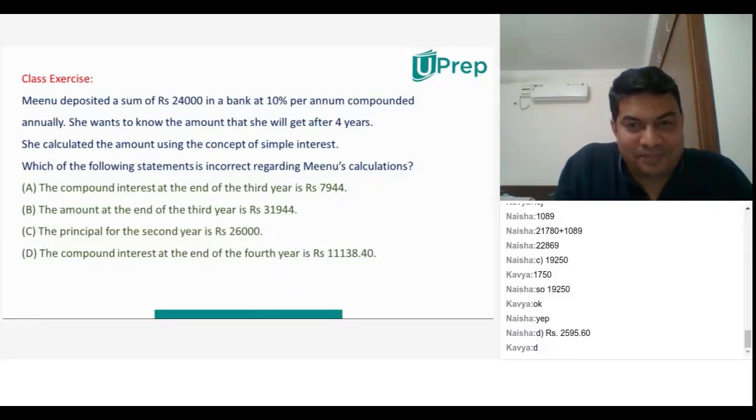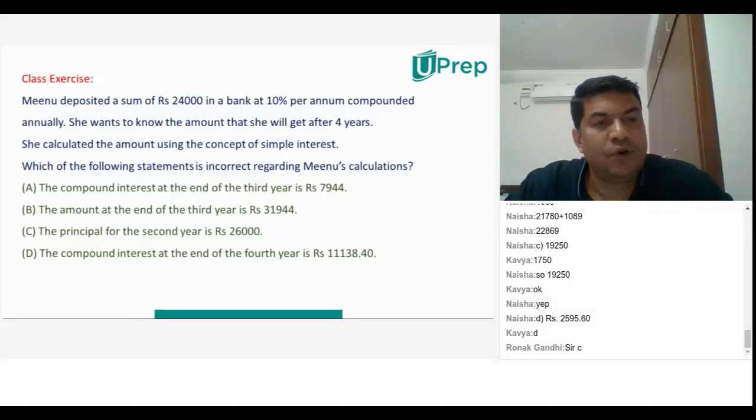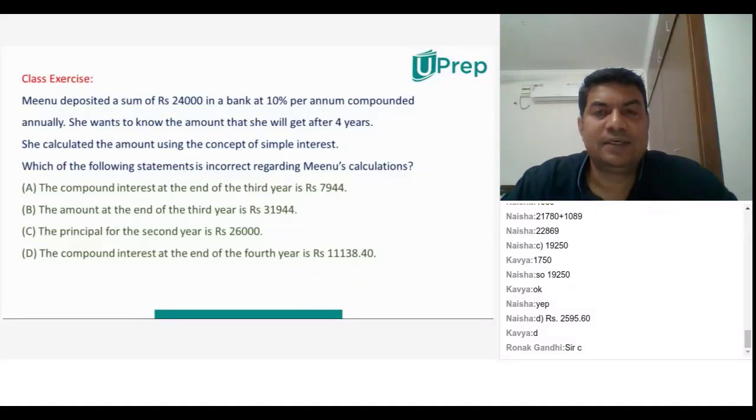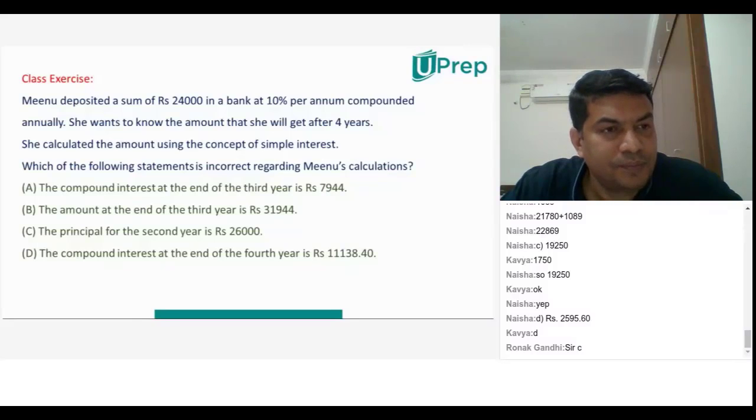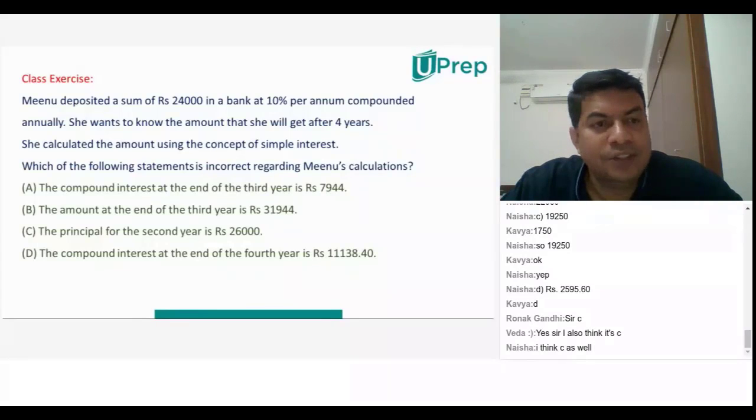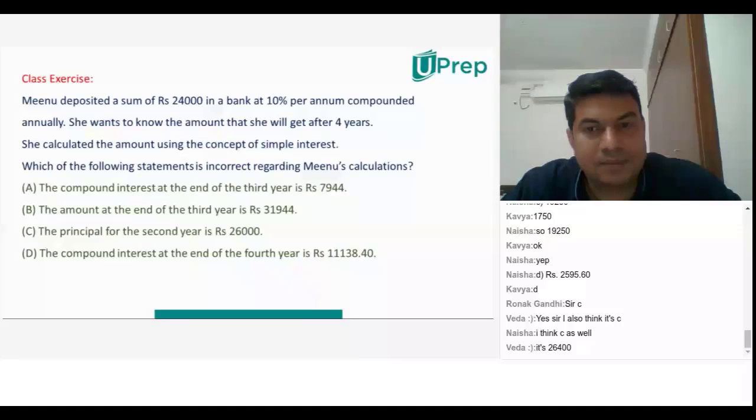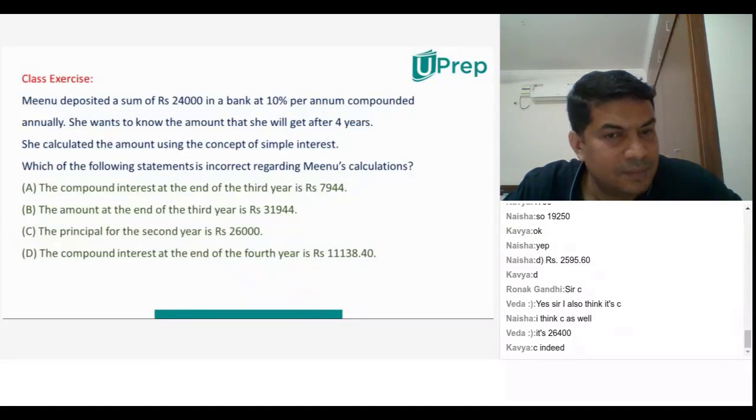Think about it. Okay, Ronak says C is the answer. Veda is typing. Okay, good. So I want Veda, if you can explain why you think C is the answer. Sir, the principal for the second year is 26,400. Very good, very good.